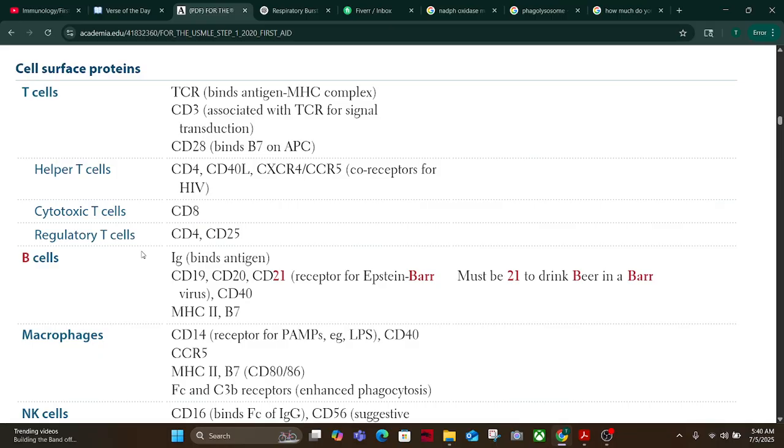So CD14 on the macrophage binds LPS, which is a type of PAMP, from gram-negative bacteria. So LPS is on the gram-negative bacteria, and CD14 goes and binds that LPS. And this activates TLR4, leading to innate immune activation.